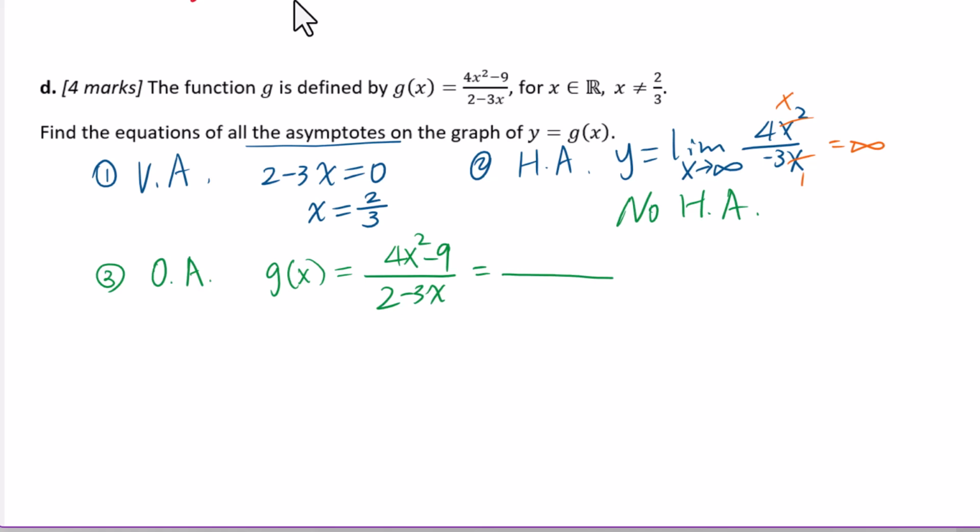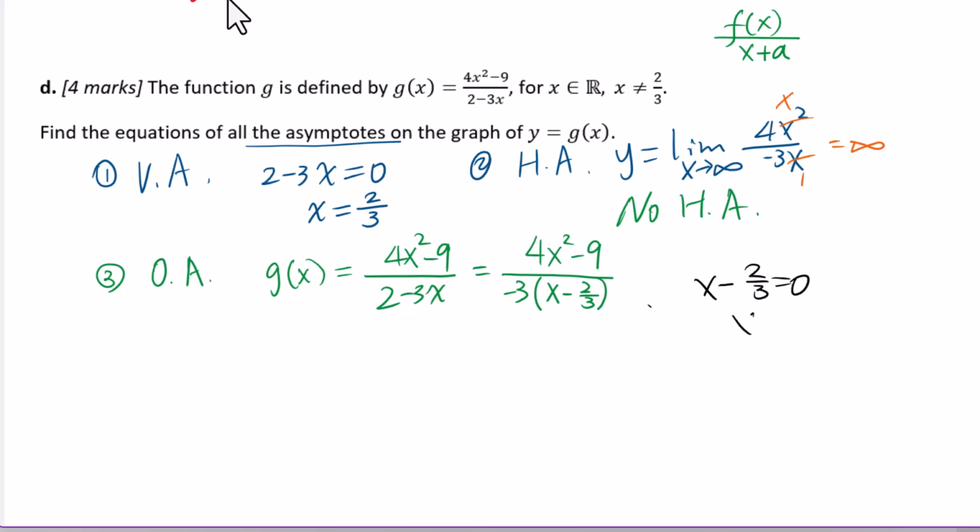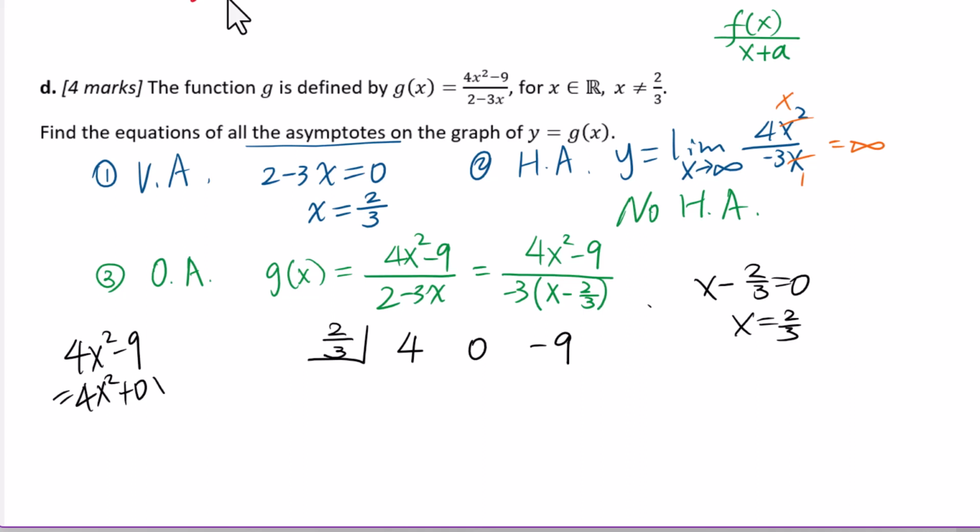Make sure you change the denominator into x plus a form. So we take negative 3 out: x minus 2 over 3. 4x squared minus 9. The root of the denominator, x minus 2 over 3 equals 0, x equals 2 over 3. Root in the corner, 2 over 3. No missing power: 4, 0, negative 9, because 4x squared minus 9 equals 4x squared plus 0x minus 9.